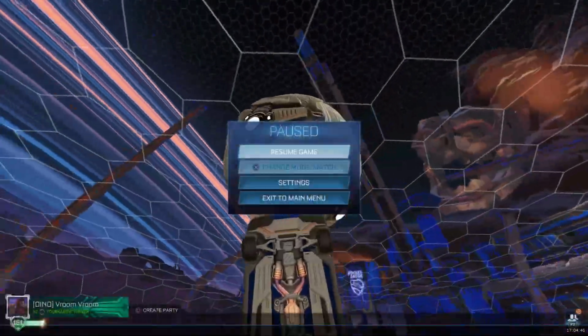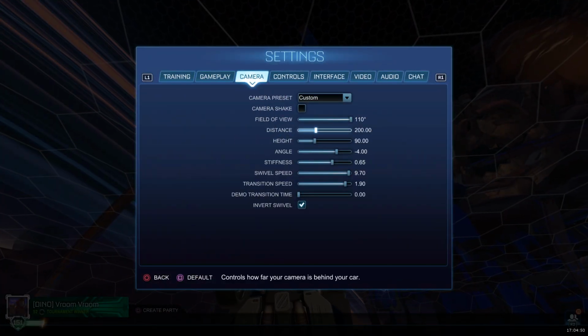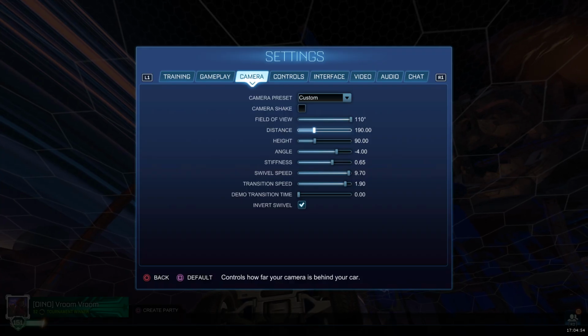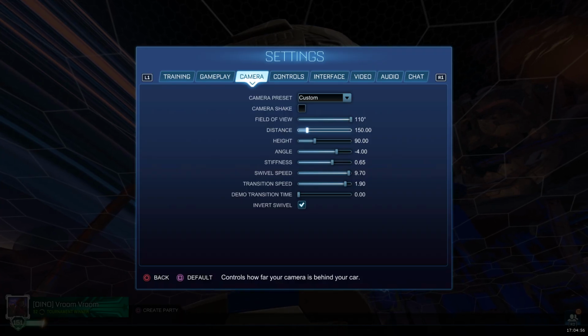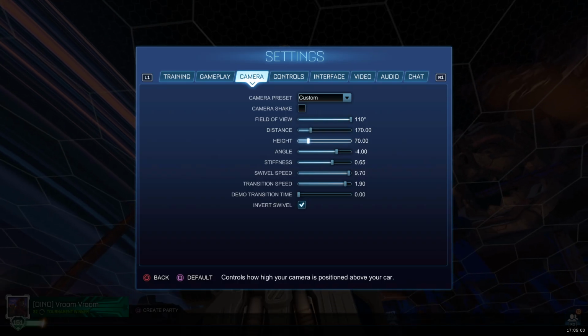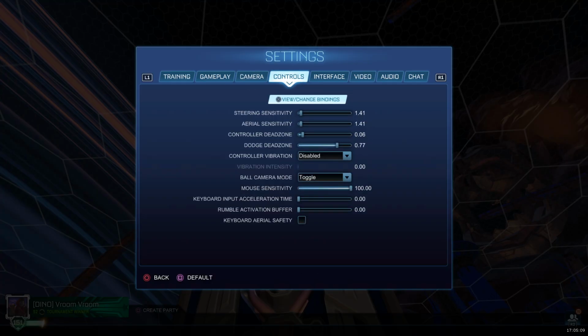Now for a quick little TLDR for those who are not really interested in any explanations, good camera settings for air dribbles is going to be something closer to the car than usual, around 150 to 200. I would recommend 170. Height, 60 is good. Angle, -5 is good. Stiffness, you want 1 stiffness and you want a high transition speed.